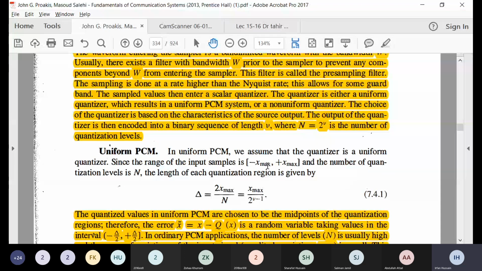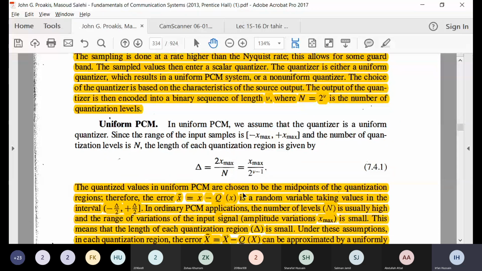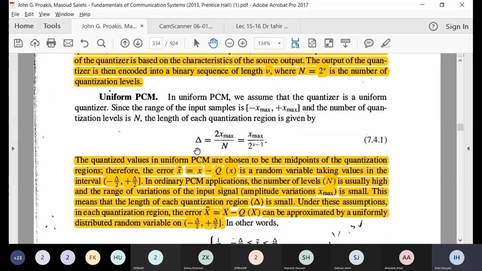We know the maximum signal is x max, the minimum is minus x max, so the total range will be 2x max. We divide the total range. Here you can see we don't have n regions of different lengths. All of them are the same length because we have restricted our signal to x max. So n is equal to 2 to the power v, and this 2 comes in the denominator, so it becomes 2x max over 2 to the power v. Same representations. This is the length of my region.